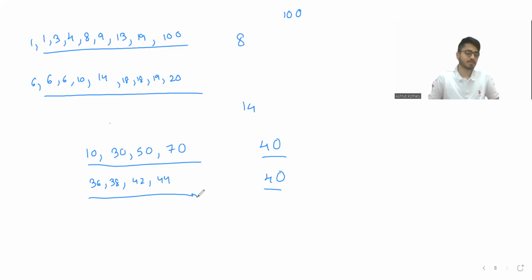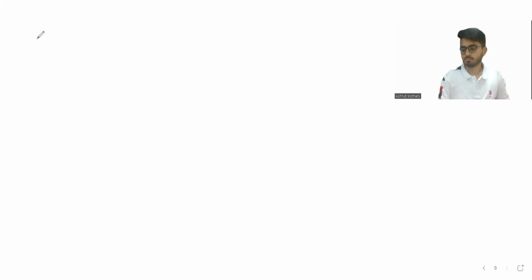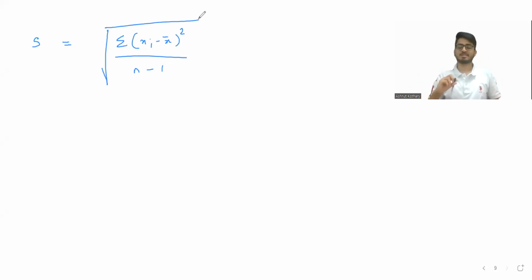First one which I have is sample standard deviation. How do we represent that? By an S, could be small s or capital S. Right now you can use it interchangeably. The formula of this is the square root of summation xi minus x bar whole square divided by n minus 1. A lot of you in school must have done it as summation xi minus x bar whole square divided by n, but it is technically n minus 1.